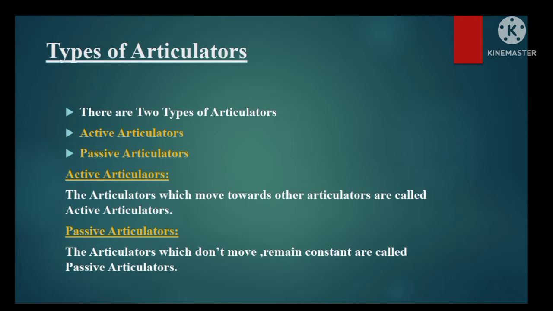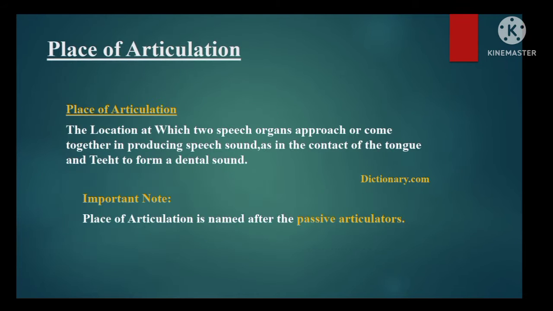Types of articulators. There are basically two types of articulators, the active articulators and passive articulators. Active articulators actually move toward the other articulators, that is why they are called active articulators. And its contrary, passive articulators, which do not move and remain constant, are called the passive articulators.